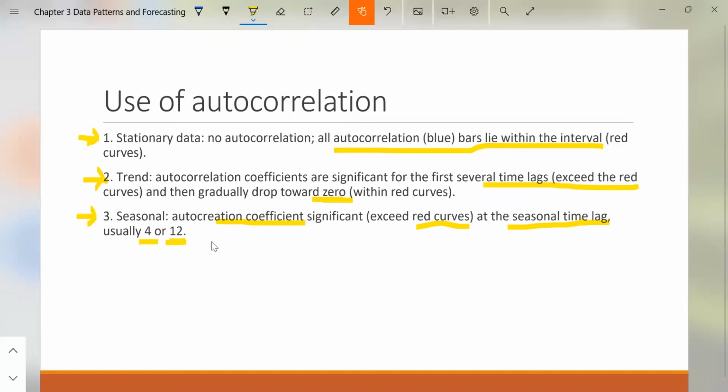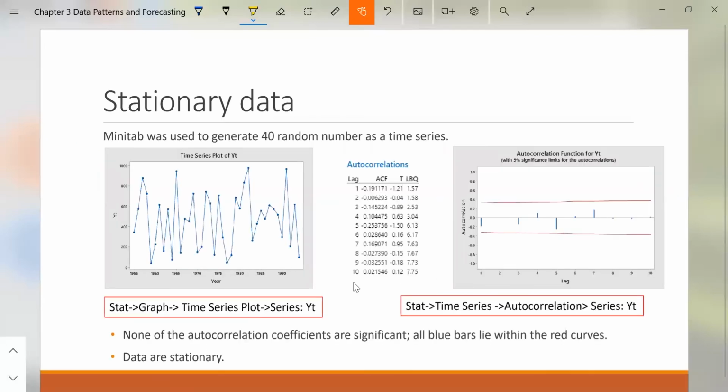So let's look at several examples to help you identify what kind of autocorrelation graph indicates stationary data, and what kind of ACF graph indicates trend and seasonality. And by the way, the autocorrelation function is also called ACF, just to keep it simple. And we call this type of graph an ACF graph.